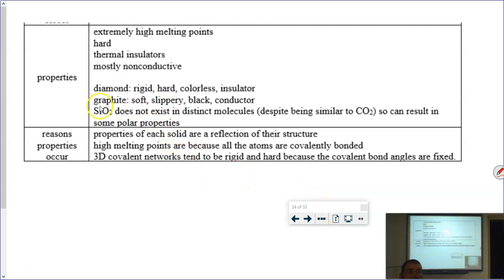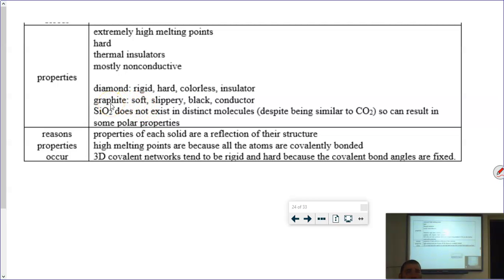Something else that comes up sometimes is the difference between diamond and graphite in terms of their properties. We talked about the difference in terms of their structure, diamond being a 3-dimensional covalent network, graphite being a 2-dimensional covalent network or like a sheet of carbons, okay? But they have very different properties. Diamond is rigid, hard, colorless. It's an insulator, it does not conduct electricity or heat very well.